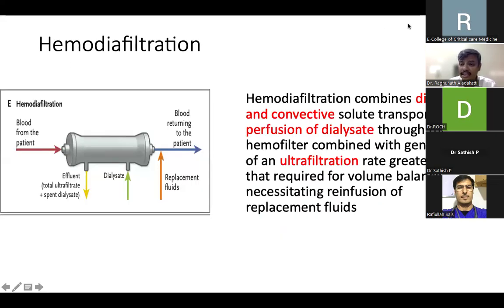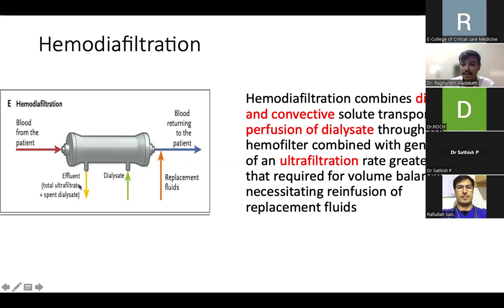Coming to hemodiafiltration, there is both dialysis as well as filtration. Dia means dialysis, and filtration means ultrafiltration. The name itself tells you that dialysis means the diffusive principle is used, and filtration means convective transport is used. Both combine diffusion and convective solute transport with the perfusion of dialysate. Here we are using dialysate because dialysis is also there. Diffusion takes place through the hemofilter combined with the generation of ultrafiltrate.